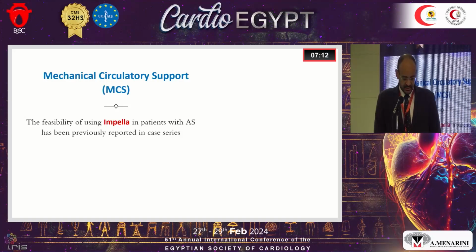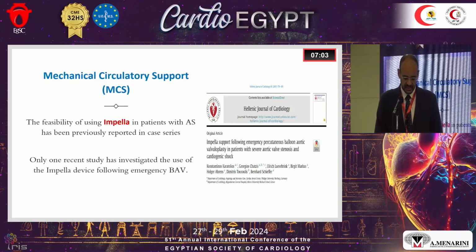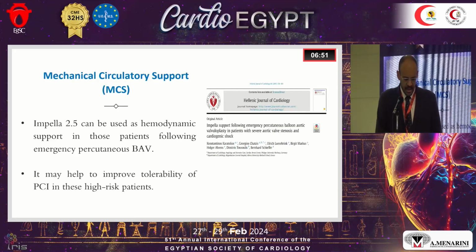Also, mechanical circulatory support can be used, and the feasibility of using Impella in patients with aortic stenosis has been previously reported in a few case series. Only one recent study has investigated the use of the Impella device following emergency balloon aortic valvuloplasty, as it's impossible to use it without balloon because of the severity of aortic stenosis. It mentions that Impella 2.5 can be used as hemodynamic support in those patients following emergency percutaneous aortic valvuloplasty, and it may help to improve tolerability of PCI in these high-risk patients.